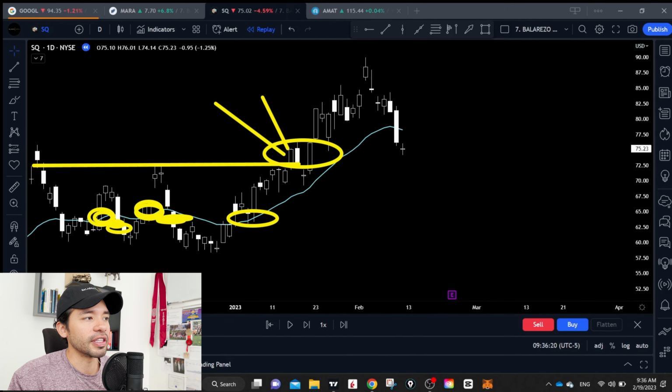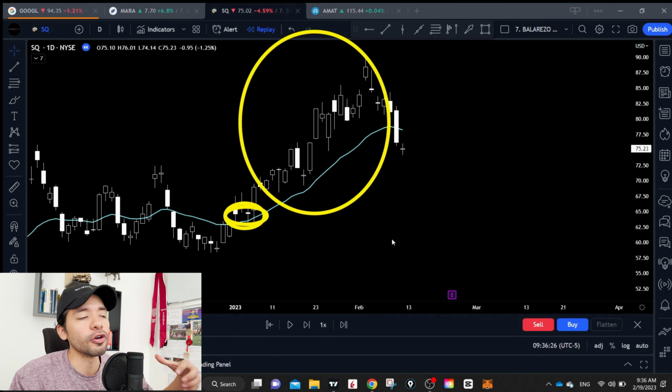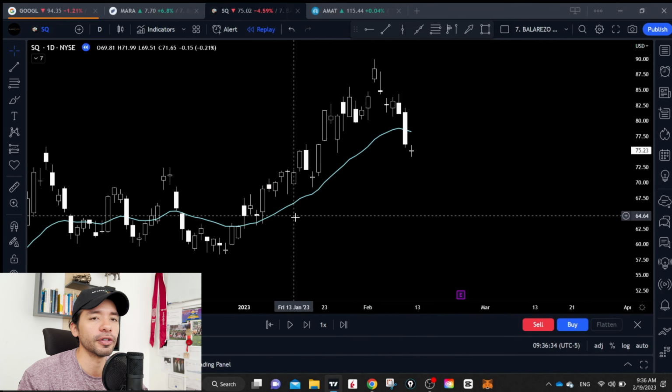But the thing is that when you're right, when you actually build your position at the 21 exponential moving average, then you're putting yourself in a position to actually hold a really big winner and a really big trade. So that's something really important.